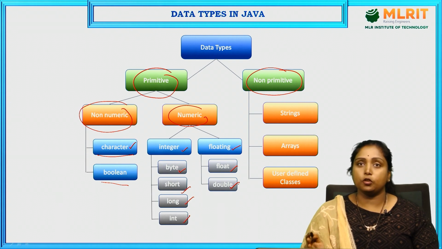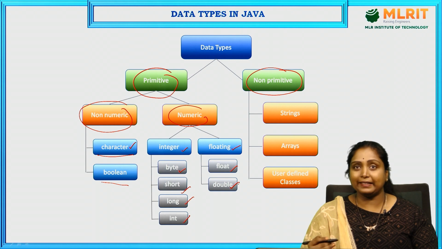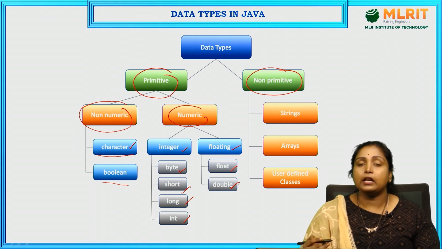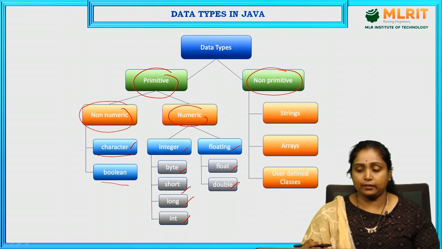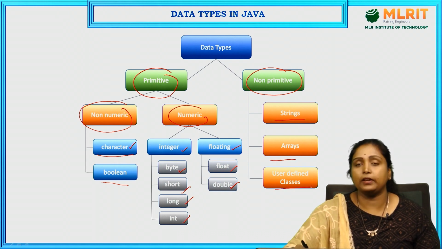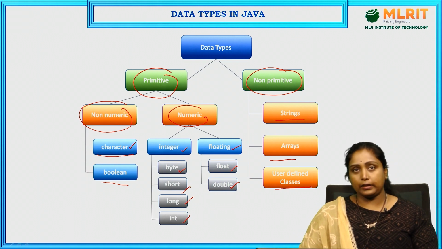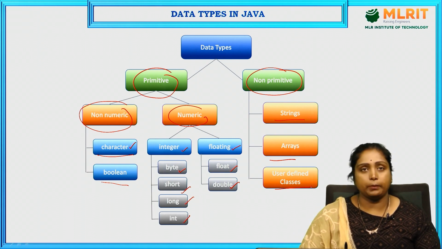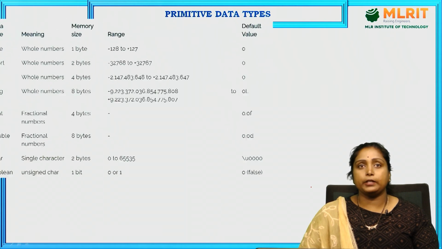And coming to the non-primitive data types, the built-in classes which you have in the Java library are said to be non-primitive data types, like string, arrays and the user-defined classes. So, what are the user-defined classes? All that comes under non-primitive data types. So, coming to the primitive data types.